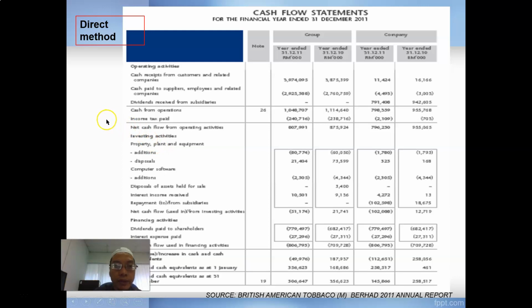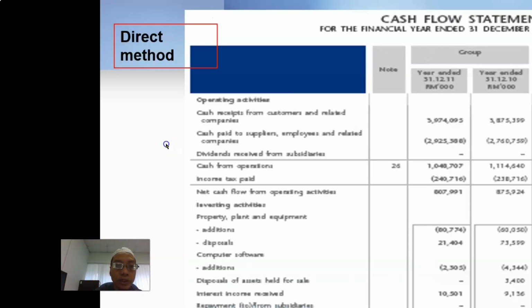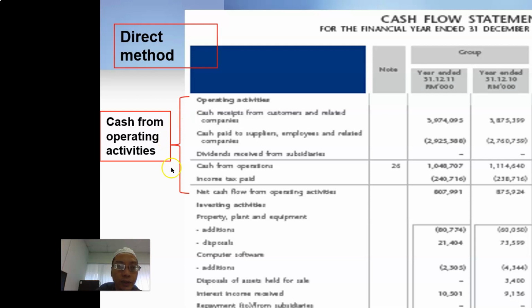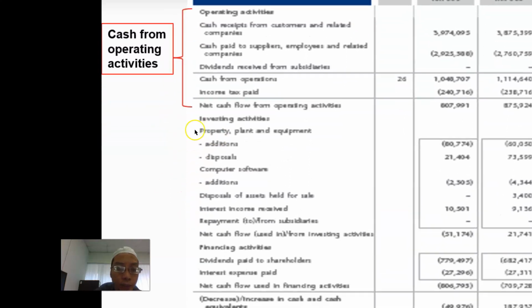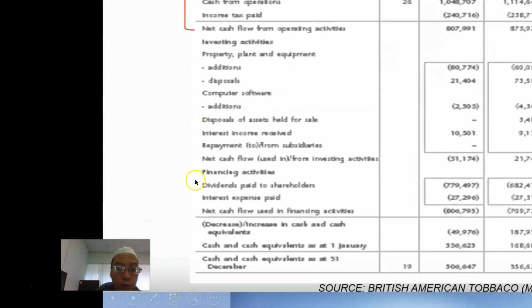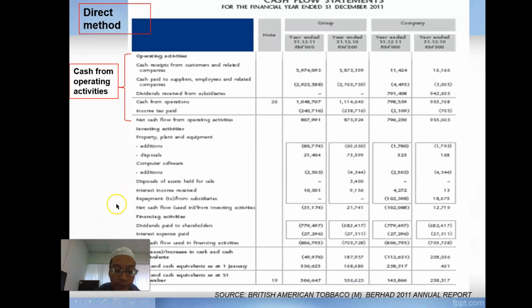The direct method straight away shows the cash flows based on the three types of activities. So here is the cash from operating activities, and a little bit to the bottom of the cash flow statement will be the cash from investing activities as well as cash from financing activities.